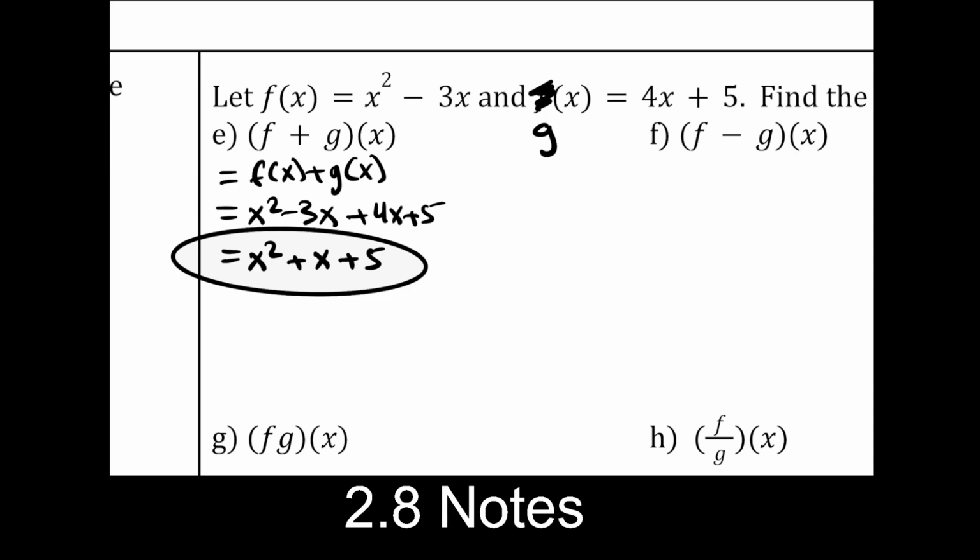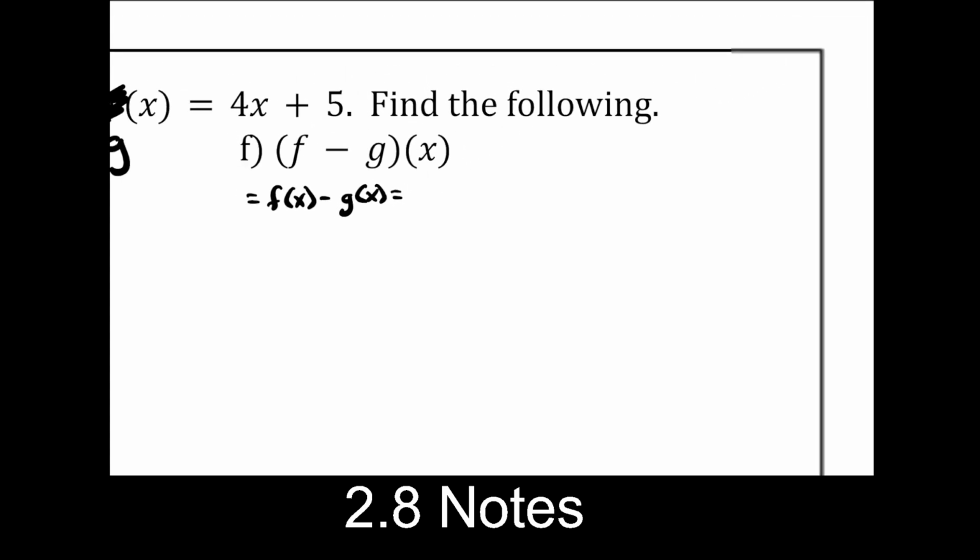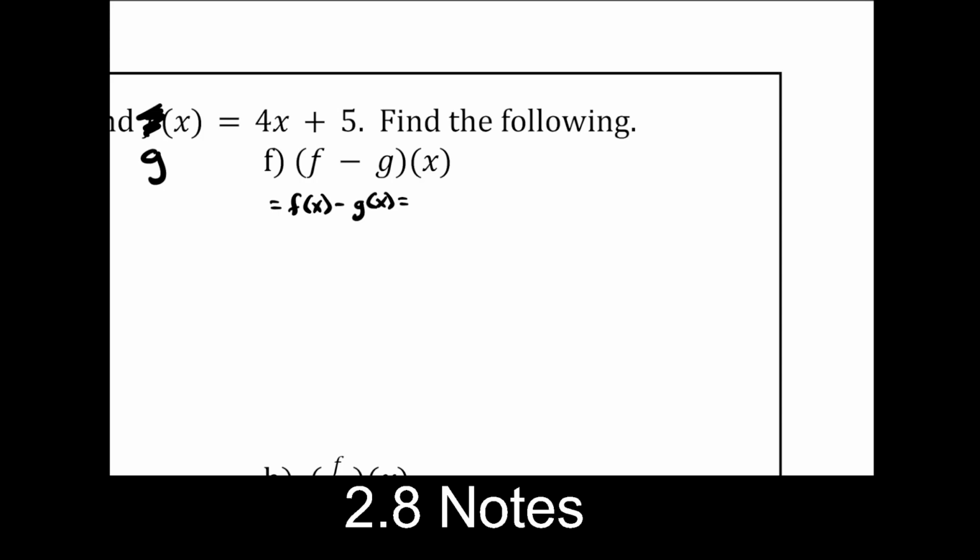Okay, now that you've resumed me, F minus G is just f of x minus g of x that I have created, which of course is going to be a little bit scary because of the negative, right? So f of x is x squared minus 3x. And you should be thinking, this is in parentheses, right? This is our first function. Minus g of x. So g of x is 4x plus 5.